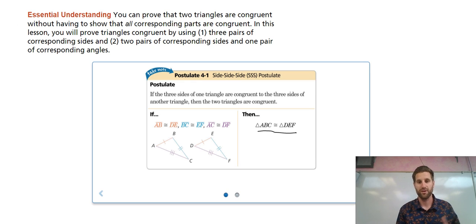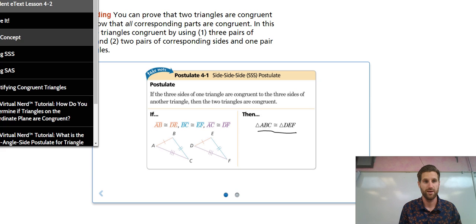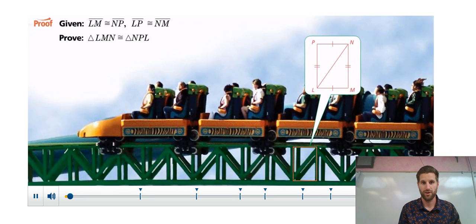So flipping back over here, let's go ahead and take a look at 2 examples. So our first example that we're going to look at is using side, side, side. Okay, so we're looking at this piece right here of the roller coaster, and they give us some information. We want to prove the 2 triangles congruent. Okay, so again, we know certain things line up. So we know that L right here is congruent to N, so these are matching pieces. But I want to go ahead and somehow show that this triangle is congruent to this other triangle.